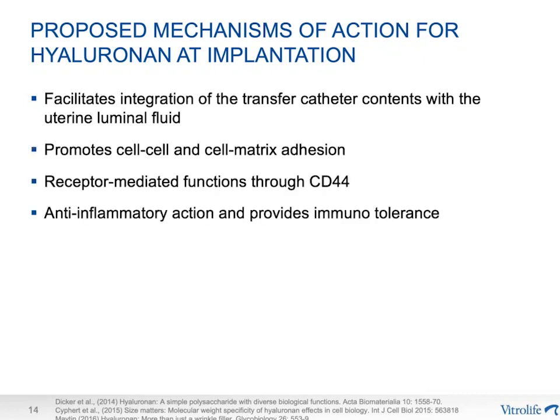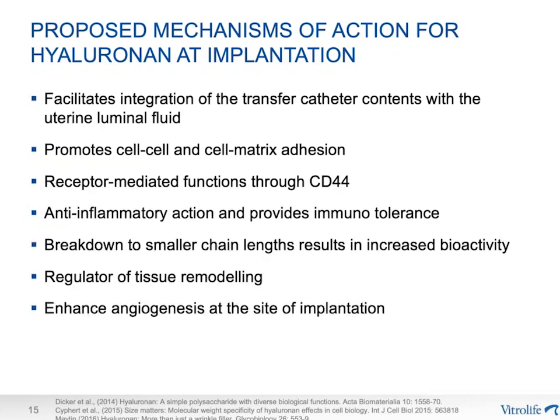But it's now known that hyaluronan can promote cell-cell and cell matrix adhesion, and that would be important at implantation. The human embryo also expresses the receptor CD44 through which it can bind hyaluronan, and therefore there could be receptor-mediated effects. Interestingly, in several other tissues, hyaluronan provides anti-inflammatory and immunotolerance. The significance of that I'll come back to in a minute. But as it breaks down to smaller chain lengths, it increases in its bioactivity, and therefore it's involved in tissue remodeling, but it can also enhance angiogenesis at the time of implantation by augmenting the effects of local factors.